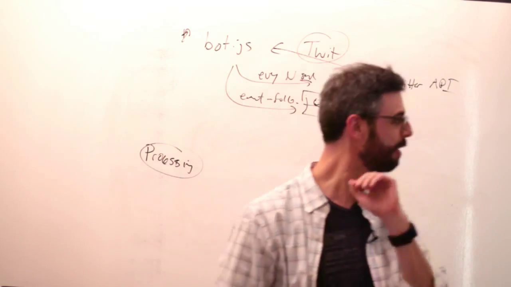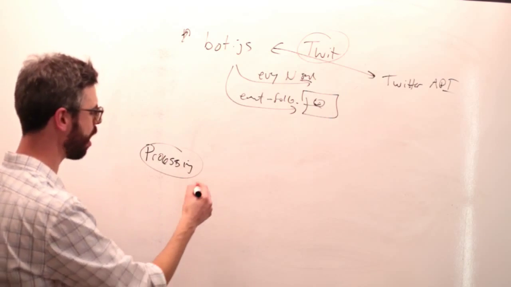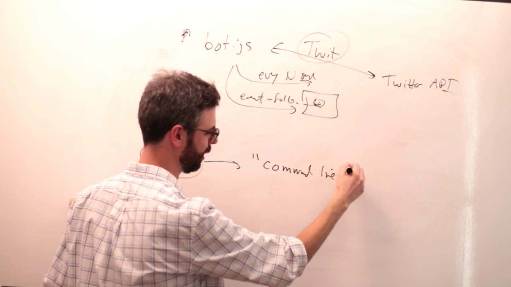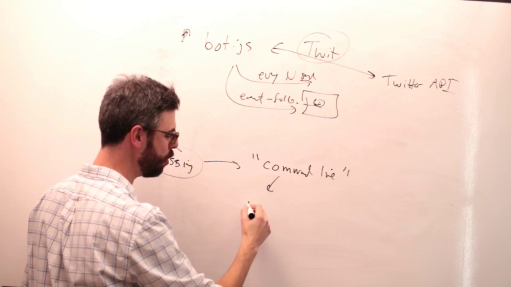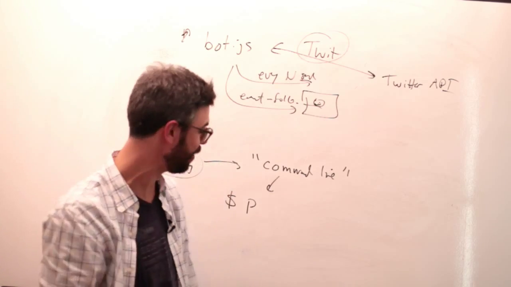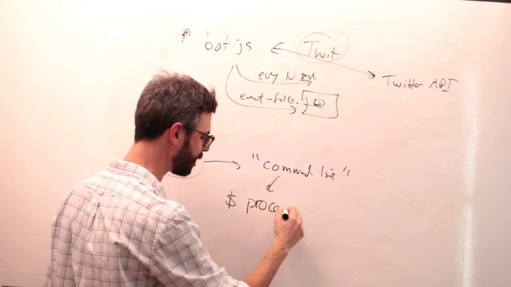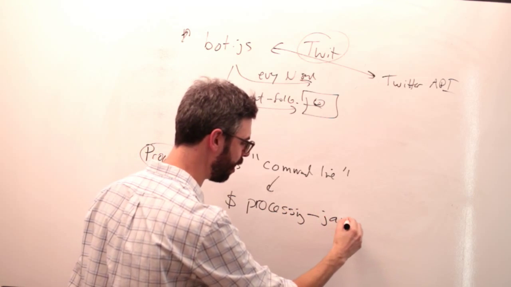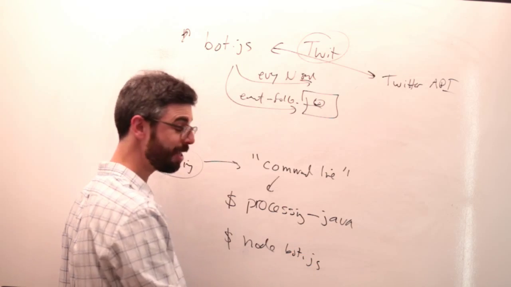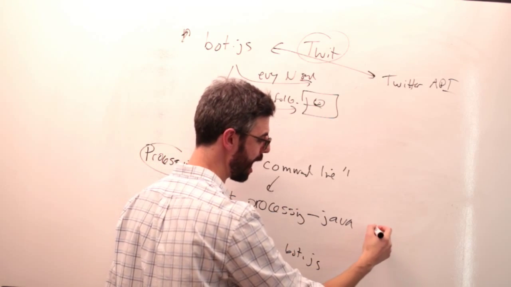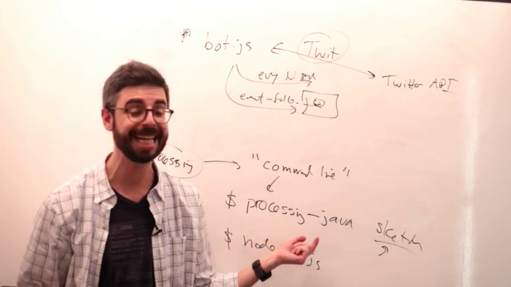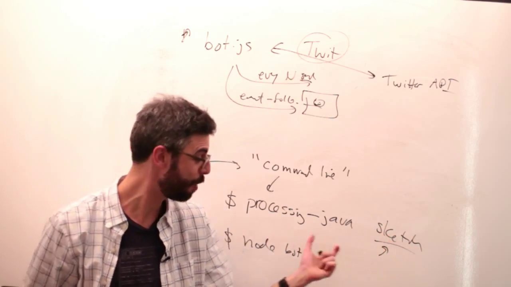Well, it turns out one of the features of Processing that you may or may not be aware of is something called command line processing. Command line processing is a way that you can say, from the command line, the terminal, the thing that I've been showing you in all of these videos, processing-java. We said from the command line node bot.js. You can say processing-java and the name of your sketch. Now there's a little bit more to it than that, but the idea is that you can execute the Processing code from the command line.